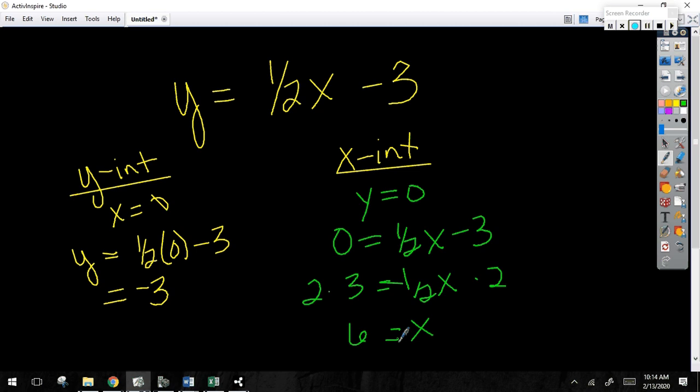Because you don't divide by a fraction. You multiply by the reciprocal. You flip it over. So instead of dividing by a half here, we multiply by 2 over 1.